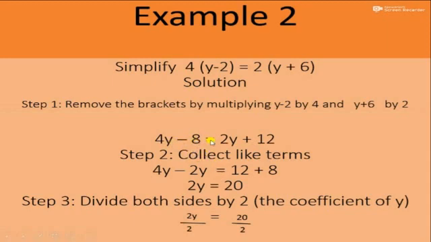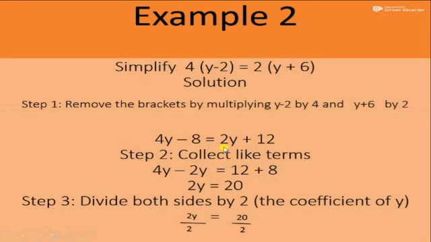Looking at the left hand side and right hand side, on both sides we have terms with the same variable. On the left hand side we have 4y, on the right hand side we have 2y. So this 4y and 2y go together. We also have constant numbers, that is numbers without that variable. On the left hand side we have minus 8, on the right hand side we have plus 12. They also go together. Alright, now let's see how to collect like terms.